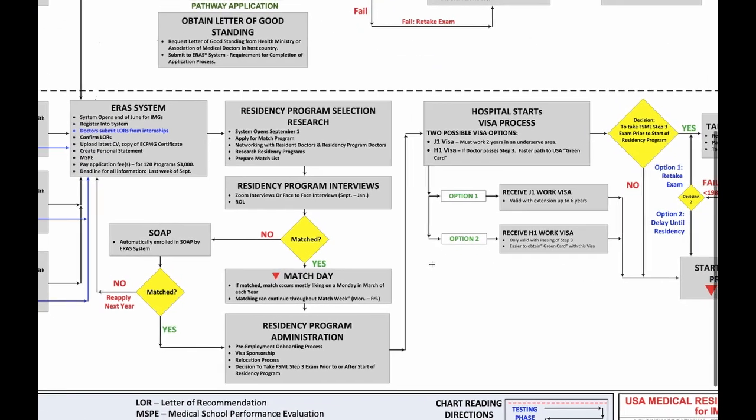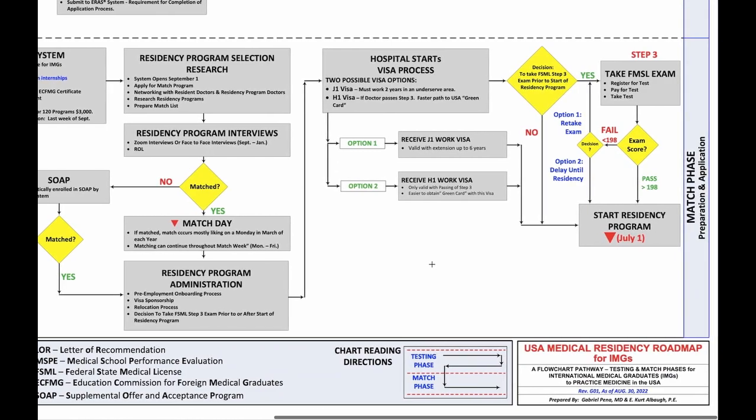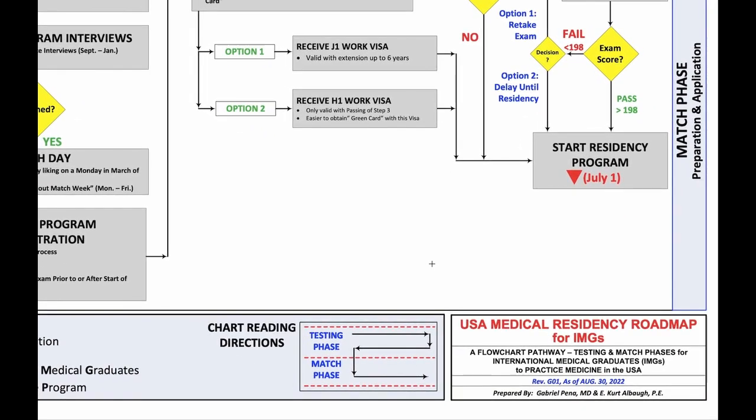I'm an international medical graduate from Venezuela, and this year, 2022, I'm applying for the USMLE match process. There were a lot of different tools online, but sometimes those tools were a little bit confusing. So for me and my friends, it was always a little bit more difficult to explain to others what the USA medical residency roadmap was.